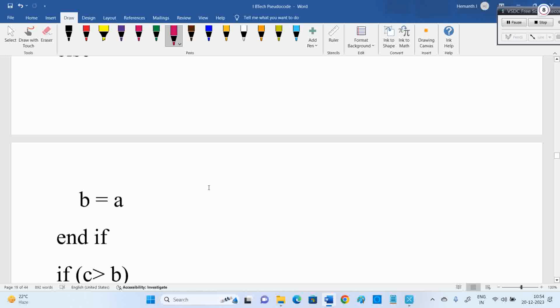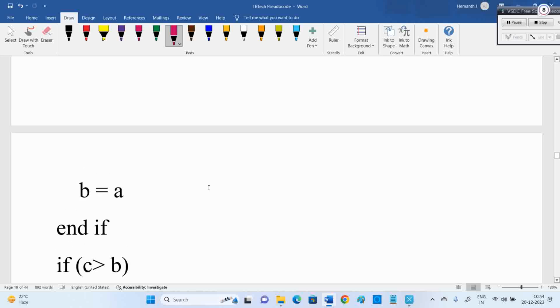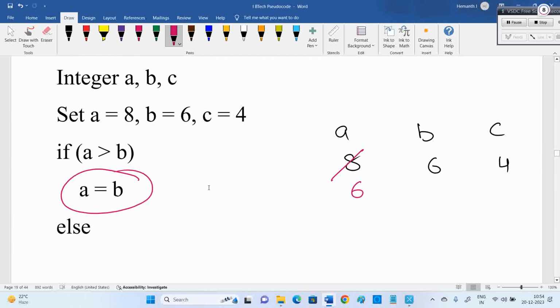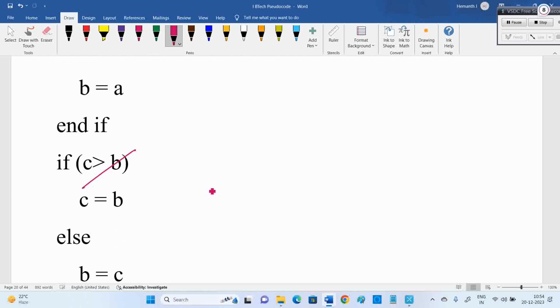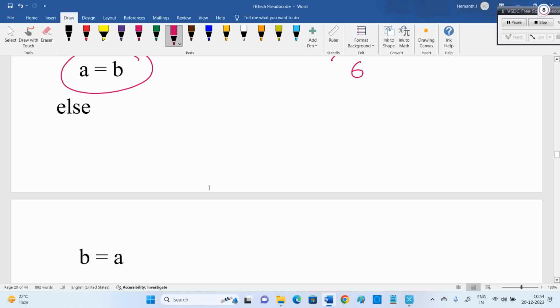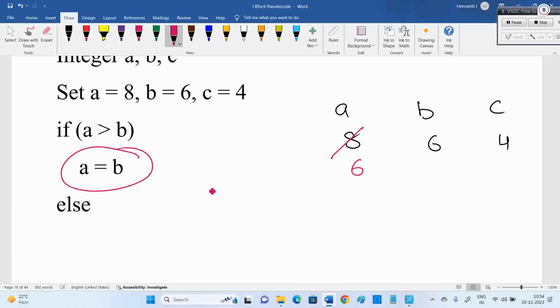What is the other condition? C greater than B. What is C value? 4, B value 6. This is failed, meaning I have to go for else condition. Else B equal to C. B place should be replaced with C. So what is B previously? 6. Now I have to assign C, meaning 4.